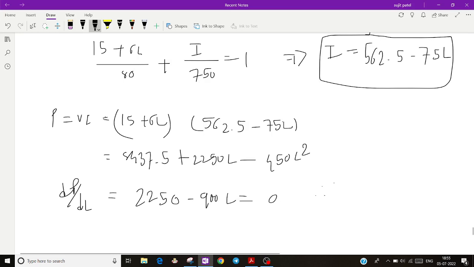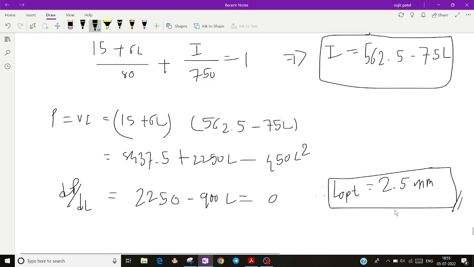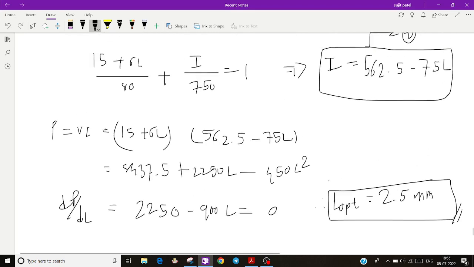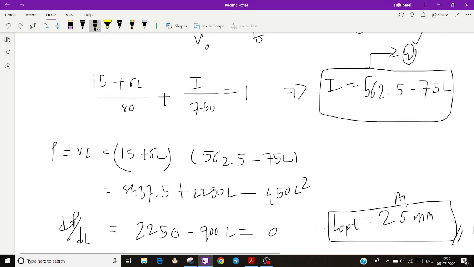and whatever arc length we are getting, that is the optimum arc length, and it comes out to be 2.5 mm. The unit is given in the data, that is L in mm. If it is given in centimeter, then we will write centimeter. So the optimum arc length, the first answer, is 2.5 mm.